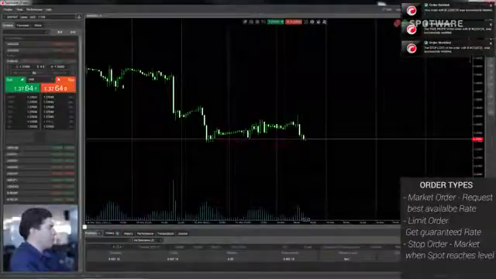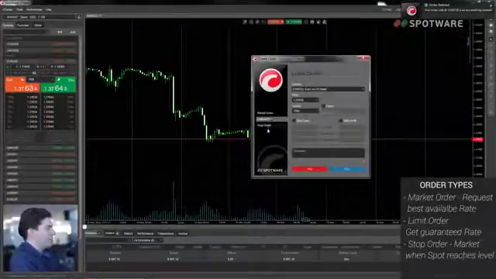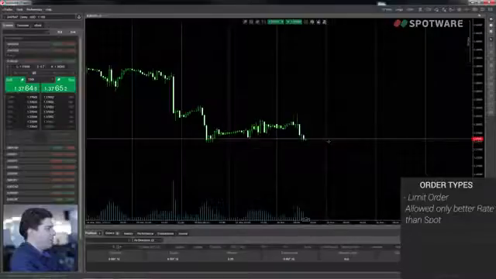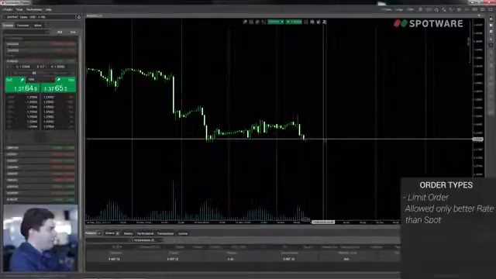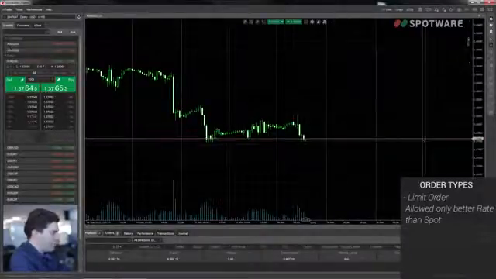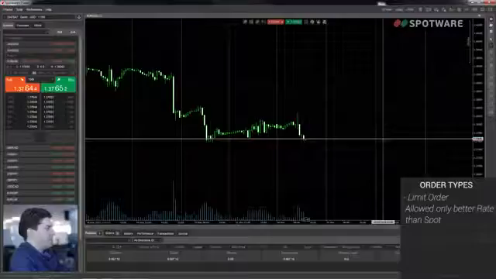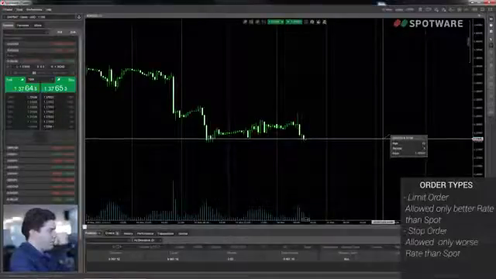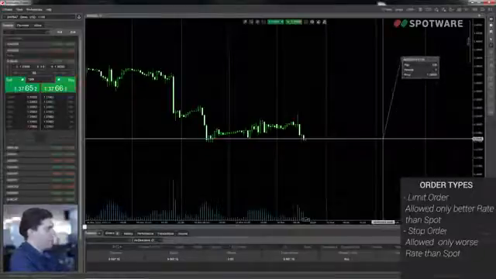You can also create a limit or stop order using the order screen. You can just select limit or stop order. You can create a limit order at better prices than the current market price. So if I want to buy here, I can create a limit order from the spot price, as we explained before, and below. If I want to create an order at a worse price, then I'm going to use a stop order, and it's going to be from the spot price and above.